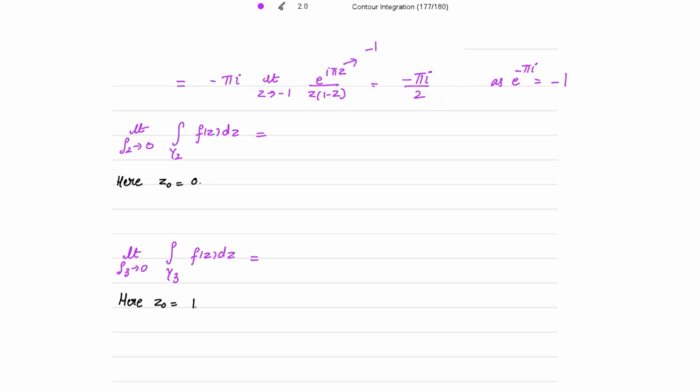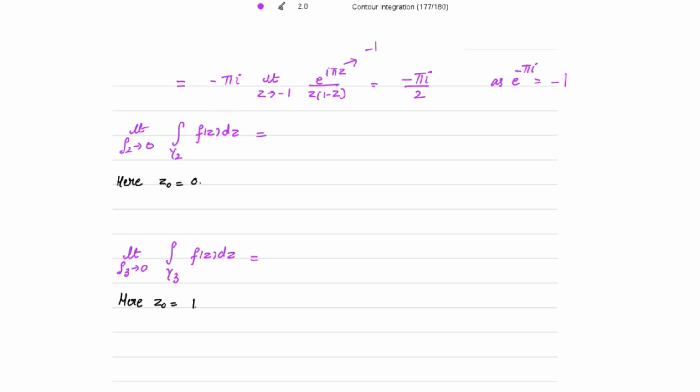This will become -1. Put -1 here and -1 here, you get -2, and here this is minus pi iota. This is -1, and 1 minus -1 is -2, and this numerator is -1. So minus minus cancel, you get 1 by 2 and then minus pi iota. So this is minus pi iota by 2, right?